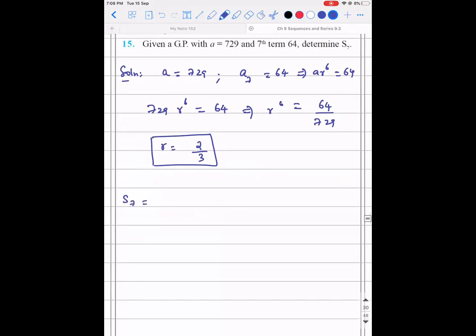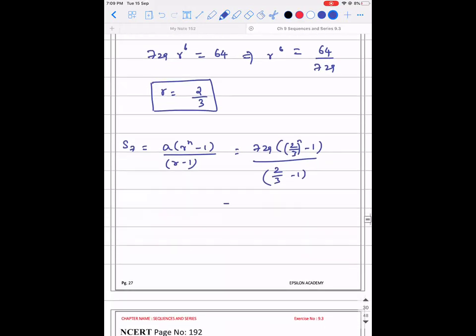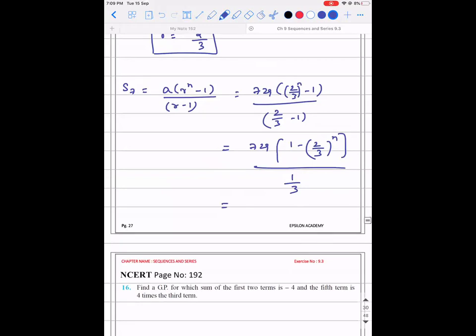So S7 will be equal to A into R power n minus 1 divided by R minus 1. A is how much? 729. R is 2 by 3 to the power n minus 1 divided by 2 by 3 minus 1. Okay. So 729 into 1 minus 2 by 3 the whole power n divided by 1 by 3. So 729 into 3 is how much? 2187 into 1 minus 2 by 3 the whole power n. So this will be the required answer.